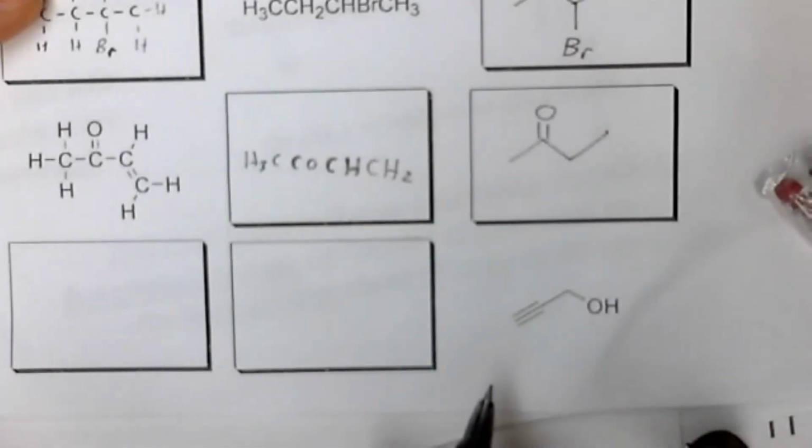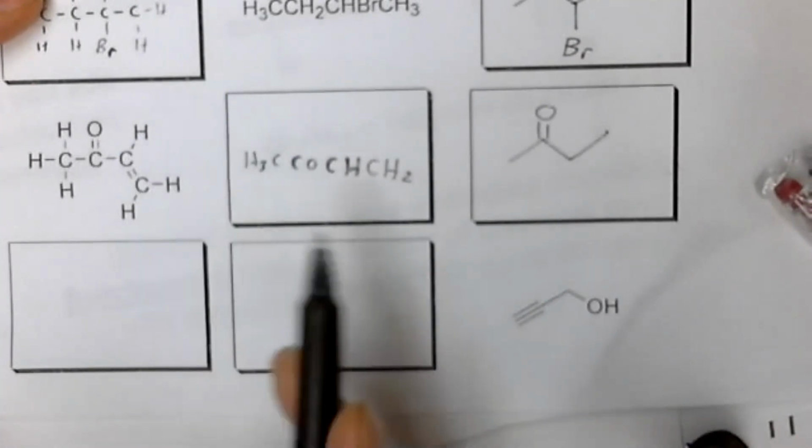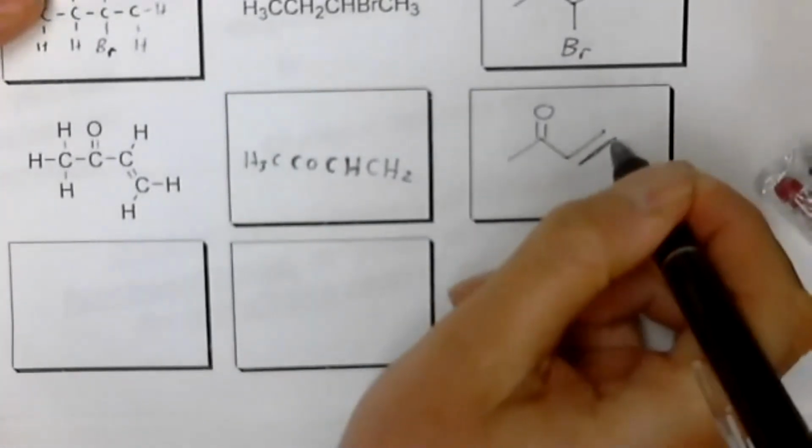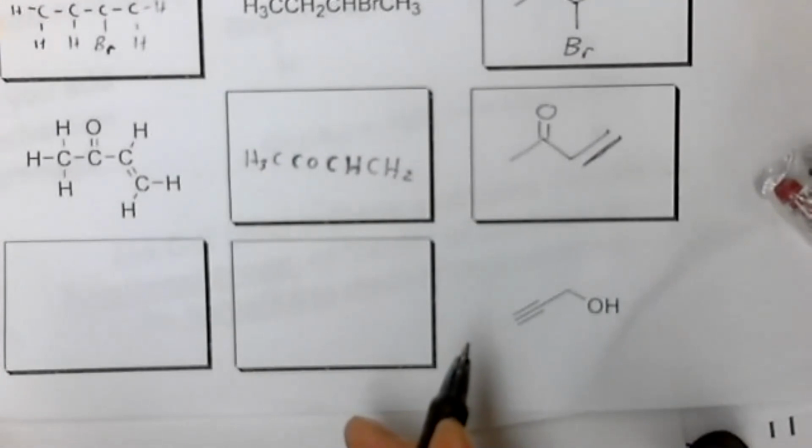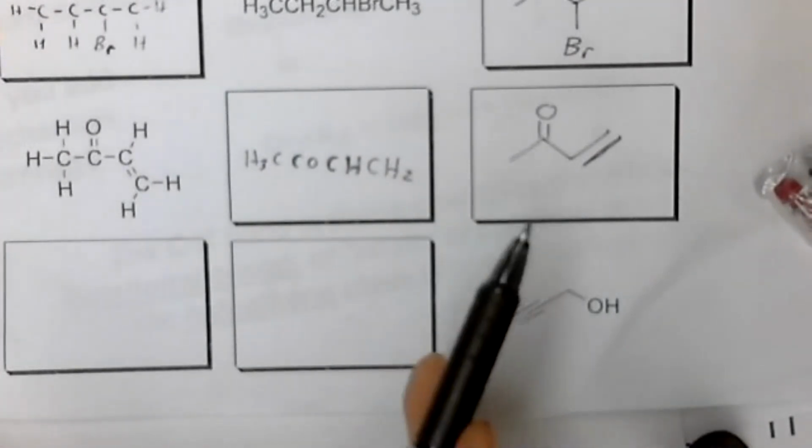And then for the C double bond C, I just draw this guy like that. In skeletal, you typically do not draw H's. However, if you have an OH or an NH2, you might draw the H's for those. But there's no OH's here.